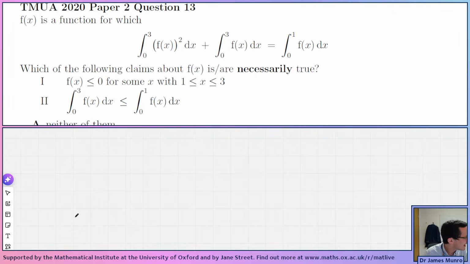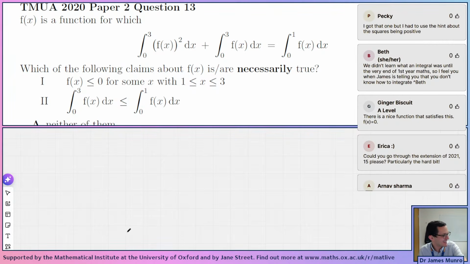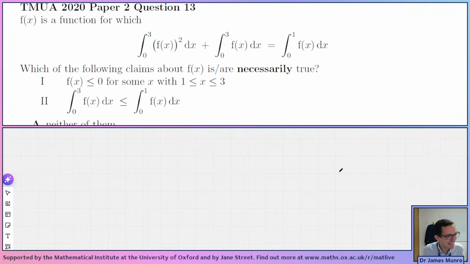I don't know. 2, right. Beth says we didn't learn what an integral was until the end of first year maths at university. So yeah, I'm not trying to be rude when I say you don't know how to integrate. You don't know what integration is. But you find that relaxing, right? Like in general, someone shows you a function and says, "What's the integral of this function?" Right? Something to do with area. But what's area?